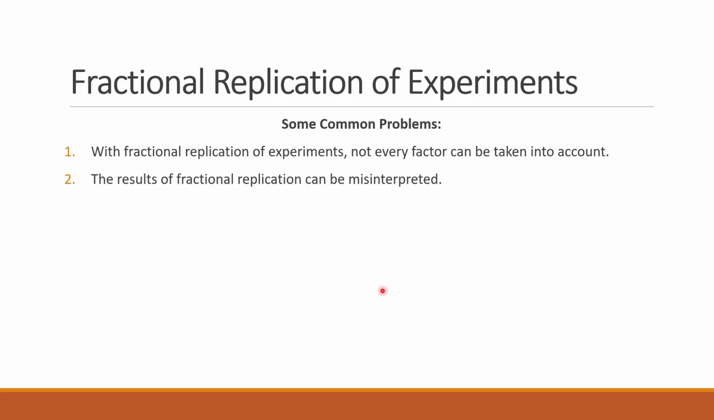And now there are some common problems with fractional replication of experiments. With fractional replication of experiments, not every factor can be taken into account, and that means that one of the factors used in the test has to be removed. And the results of fractional replication can be misinterpreted due to the removal of certain factors in each test.